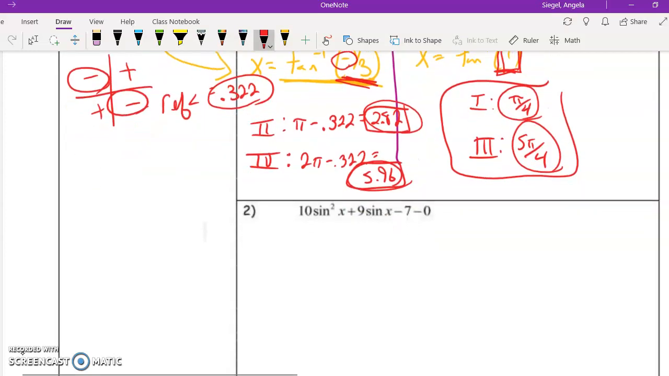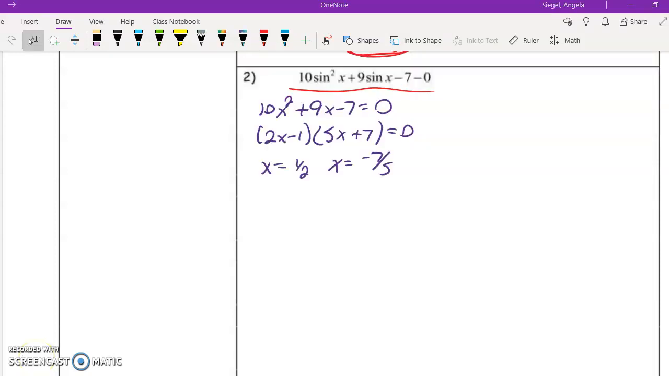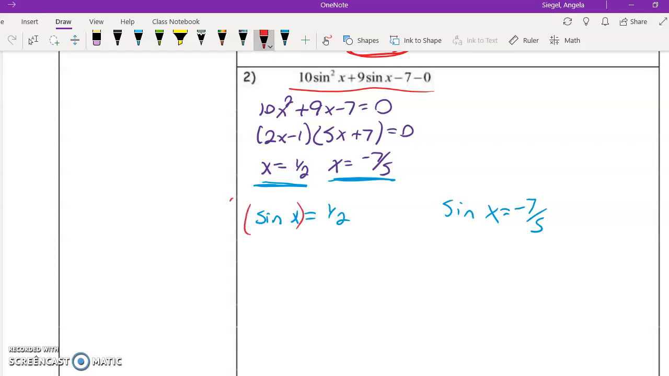Okay, at this point I want you to factor this and solve for x. I'm going to push pause. Go ahead and do that part on your own. Okay, so the two values you should have gotten for x are 1/2 and -7/5. I'm going to substitute in sine of x equals 1/2, and then sine of x equals -7/5. In order to get rid of the sine, I'm going to multiply both sides by the sine inverse. I'm going to do this one, and you can do this one.